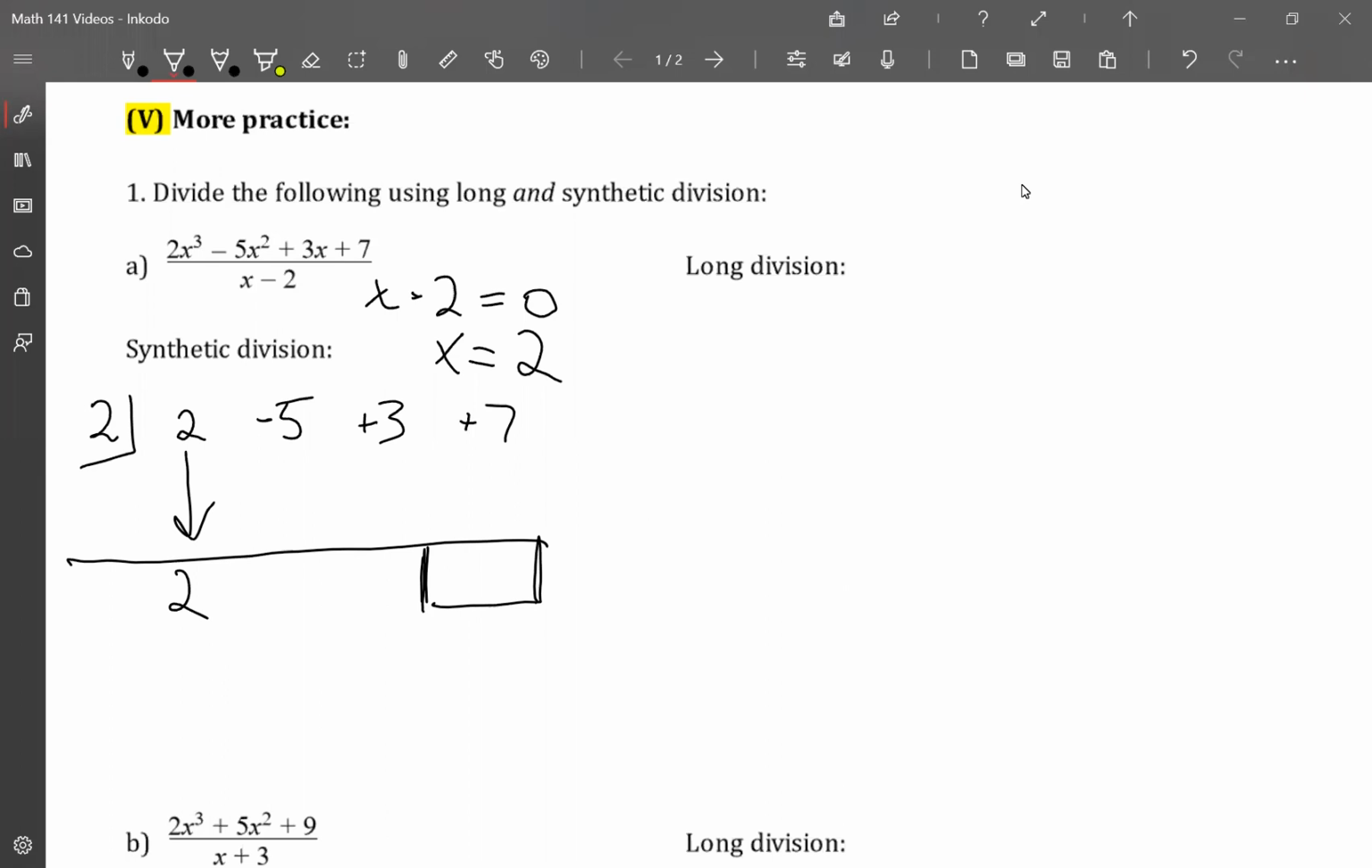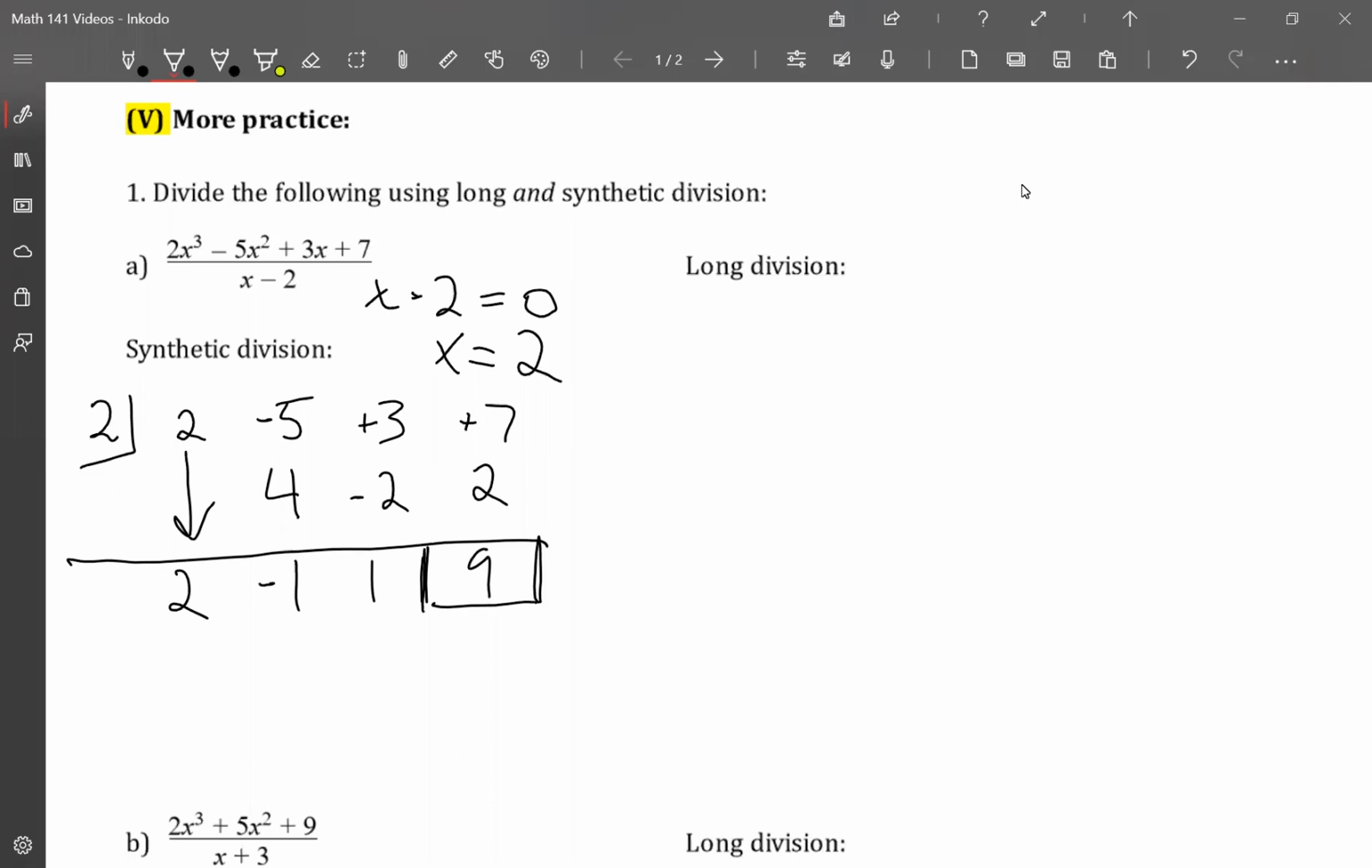The next step is we're going to multiply whatever we've got at the bottom times the number in the top left. So we multiply 2 times 2 and we get 4. And that'll go here. And now we just do some addition. Negative 5 plus 4, that's negative 1. Multiply again the number we have times the number from the top left. So negative 1 times 2, negative 2. 3 minus 2 gives us 1. We again multiply 2 times 1, gets 2, and 7 plus 2 is 9.